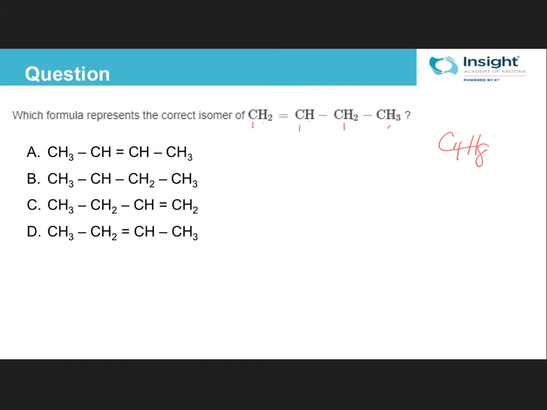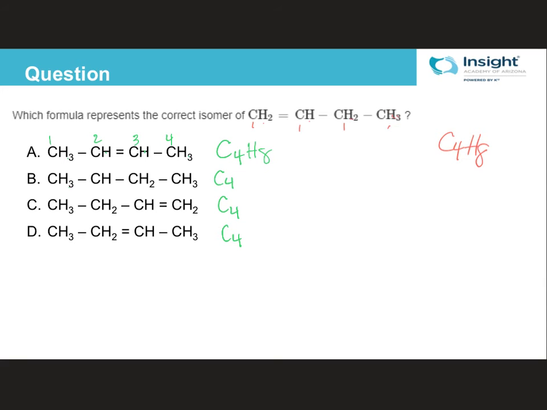All right, so go through, count up what's in these other formulas and see if you can find one that is C4H8. All right, so 1, 2, 3, 4. These all have 4 carbons, so it's my hydrogens that are going to change things. 3, 4, 5, 6, 7, 8. That looks promising.